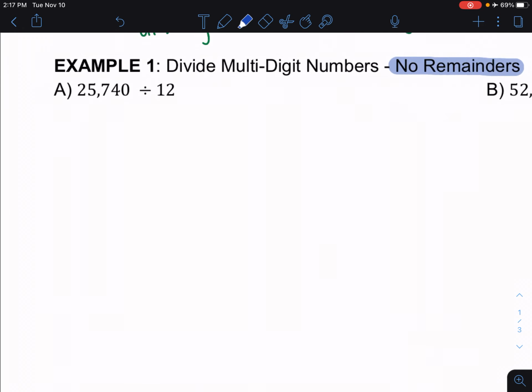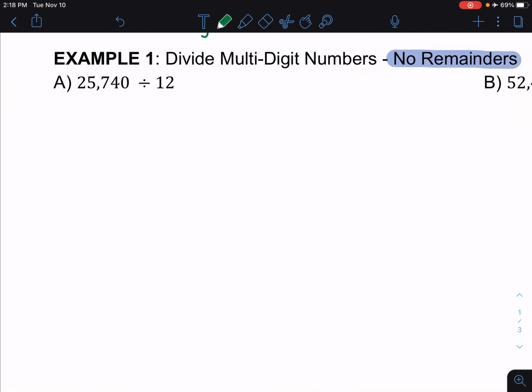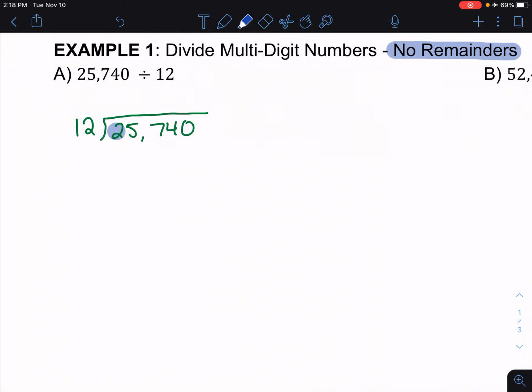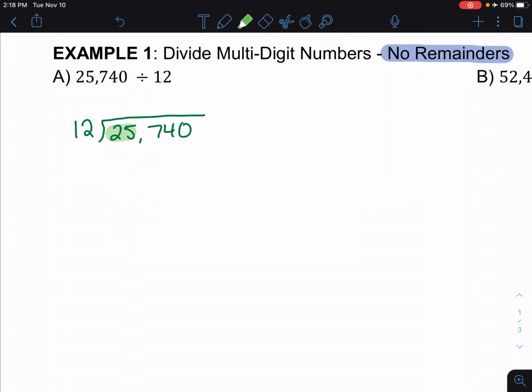So I'm going to make this nice and big. You guys are allowed to use your multiplication chart during this, so don't be afraid to do so. So first I'm going to set up my long division. So 12 into 25,740. I know that 12 does not go into 2, so I'm going to look at 12 into 25 right away. And 12 goes into 25 2 times. So above the 5, I'm going to put a 2, and it's really important that you keep your work nice and organized during this.